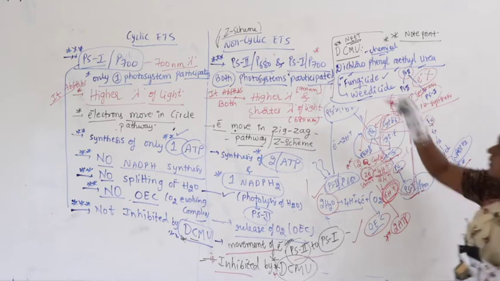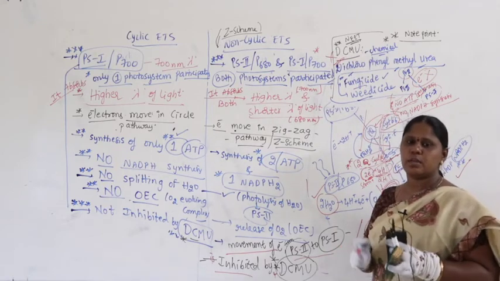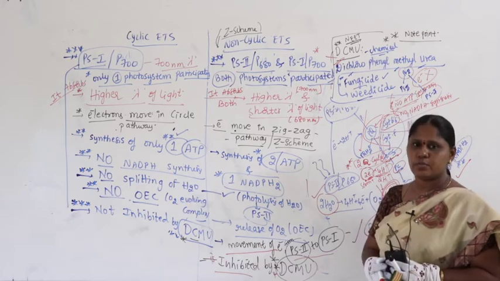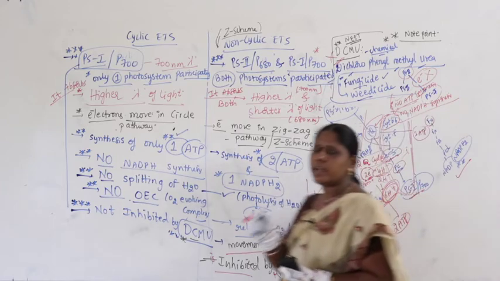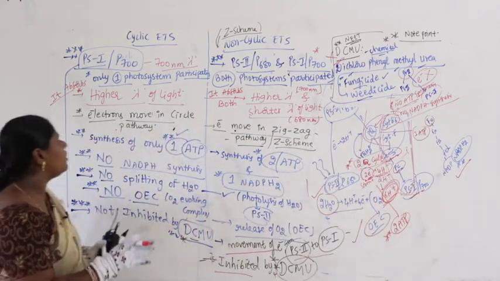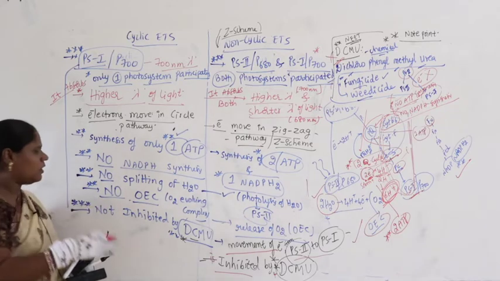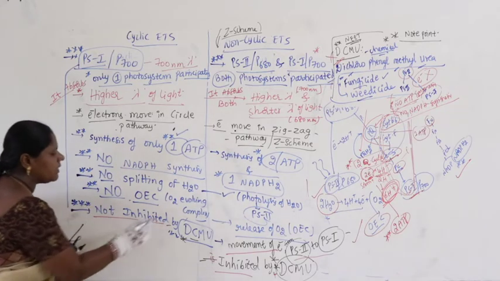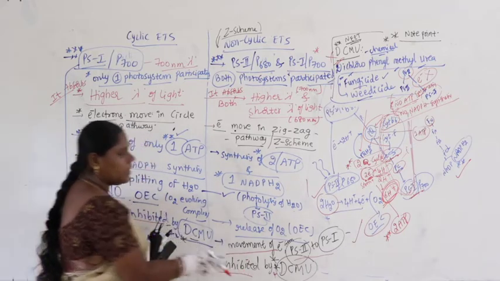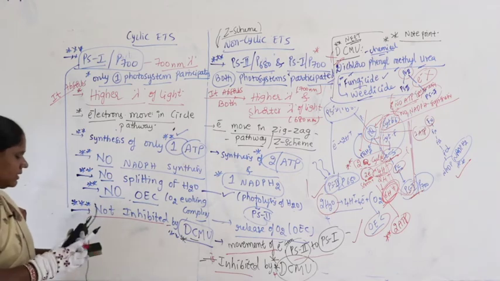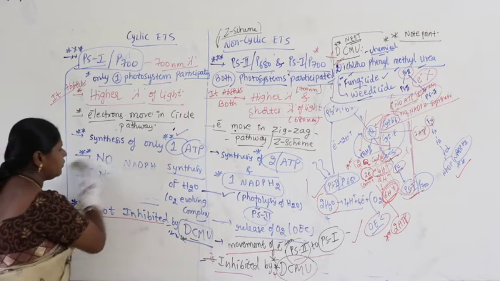So now the usage of DCMU is completely banned, but once upon a time farmers most frequently used DCMU. So the previous question is: which cycle gets affected by DCMU? Definitely not cyclic, because cyclic operates within PS1 itself. So cyclic is not inhibited by DCMU, but non-cyclic is inhibited by DCMU. Now let us continue the differences here. The main differences are these. Let us continue further.